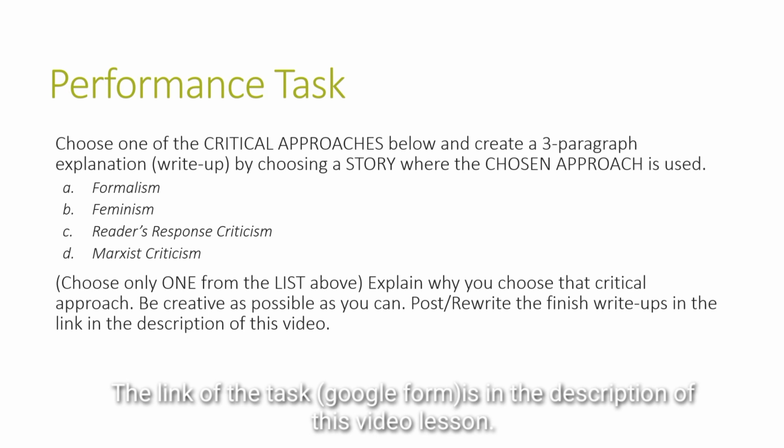And for your performance task, choose one of the critical approaches below and create a 3-paragraph explanation or write-up by choosing a story where the chosen approach is used. Choose only one from the list above. Explain why you choose that critical approach. Be as creative as you can. Post or rewrite the finished write-ups in the link in the description of this video.